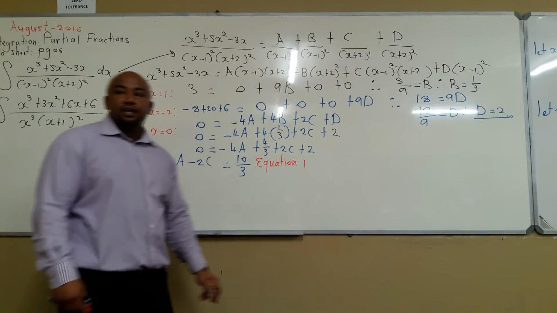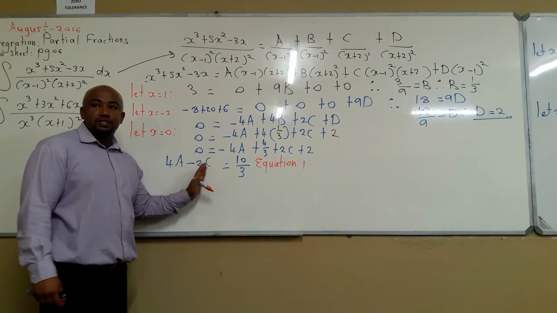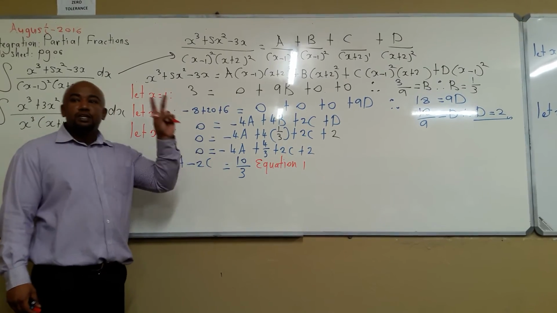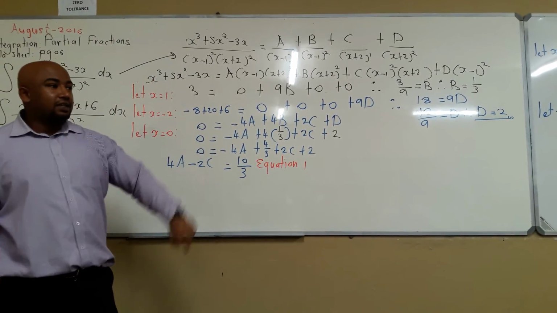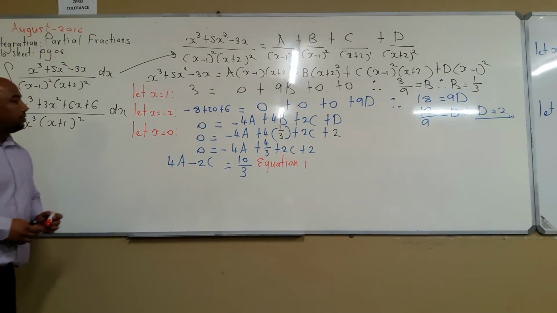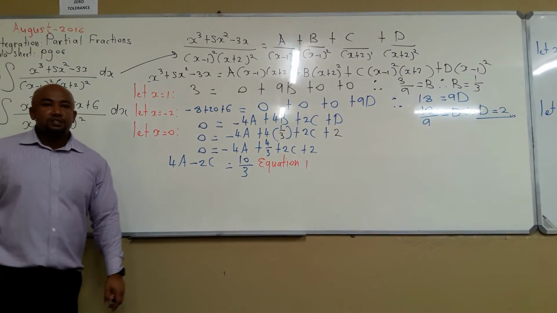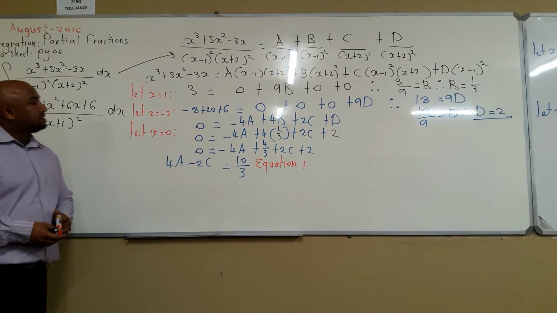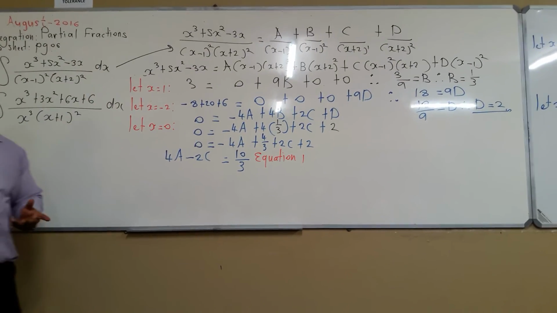We need our second equation because there are 2 unknowns here. There are 2 unknowns, we need 2 equations. 3 unknowns, 3 equations. So we chose 0. Give me another easy value to substitute here. Minus 1. Okay, let's try minus 1.